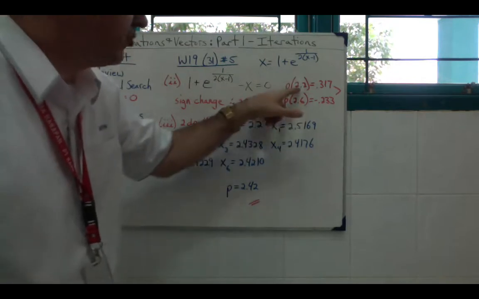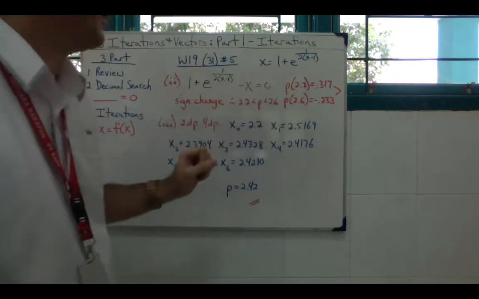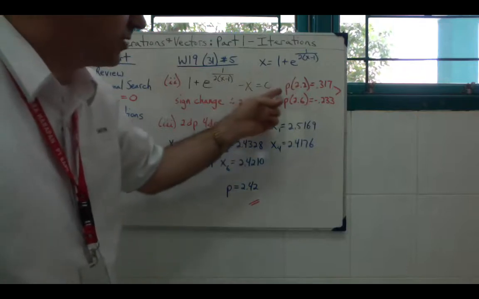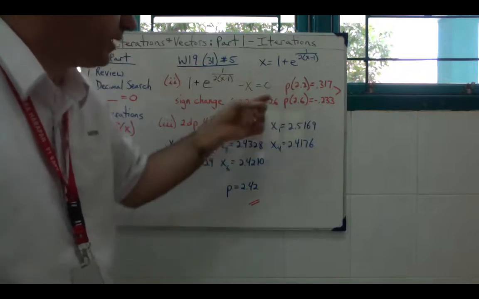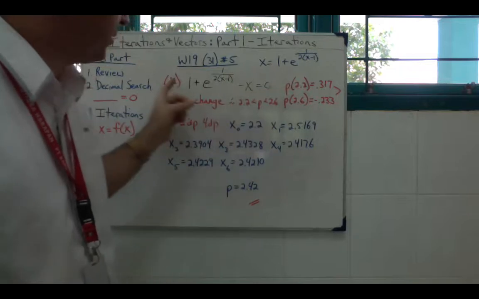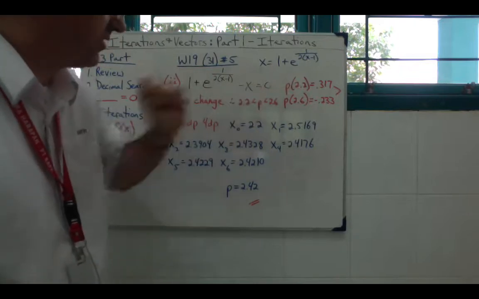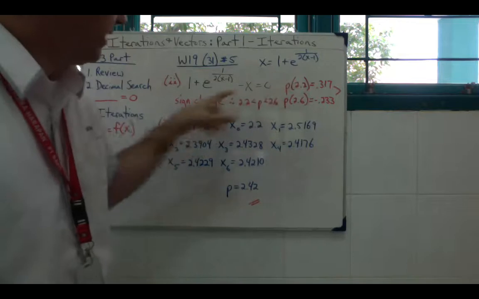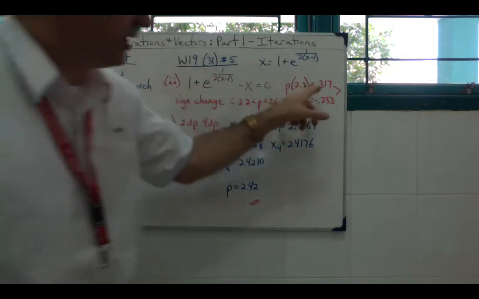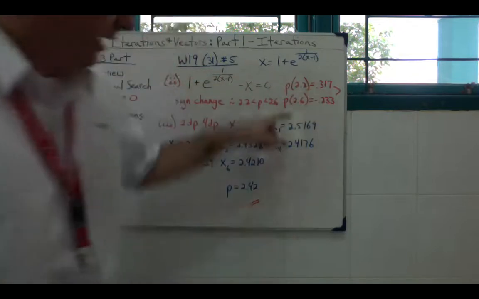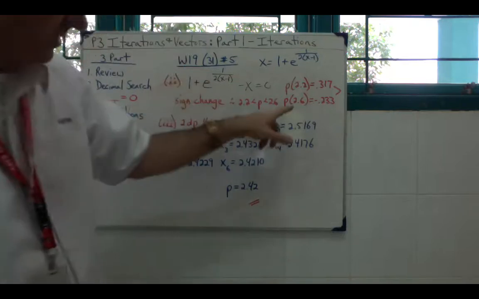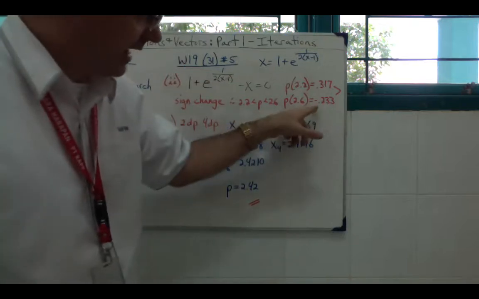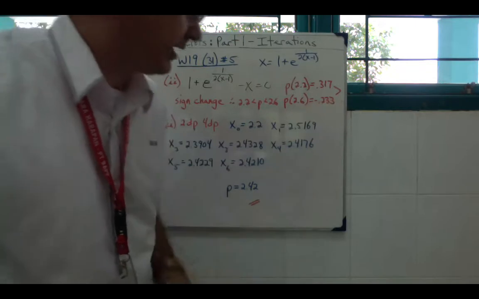So we plug in 2.2 and we calculate it. So our function of p, and asking for p, letter p, the function of p, this is our function because it's been set equal to 0. 2.2, you plug in for the x and you get 0.317. And when you plug in the 2.6, you get a negative 0.233.